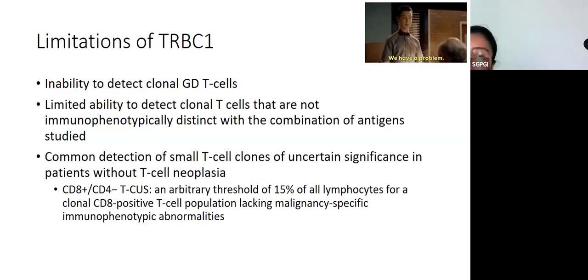So Horner's group suggests that this T cell clone of undetermined significance, like 8 positive, 4 negative cells, which is the most common of such clones, if they constitute 15% or more of the lymphocytes, then only they should be considered clinically relevant, or otherwise you keep a note that they need to be followed up.